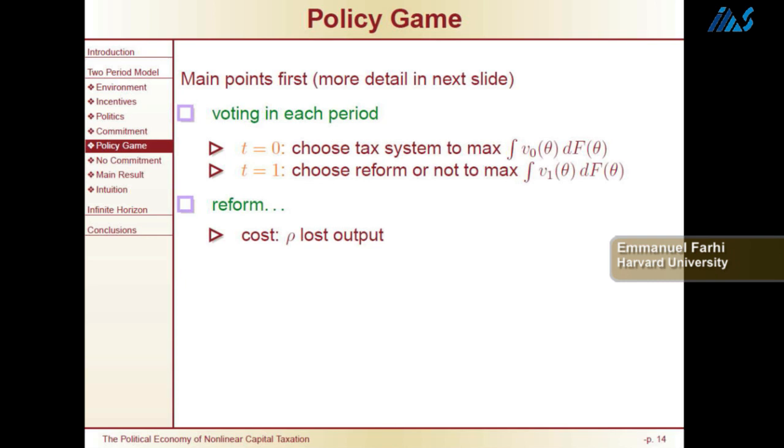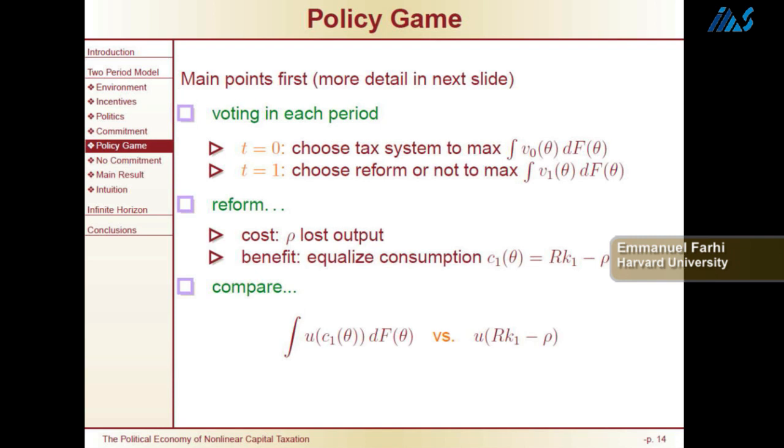So I want to introduce a constitution, and the way I'm going to model the constitution is as follows. Yes, you can reform the tax system that was voted in the first period, but it's costly. Maybe it's the cost of changing the constitution, or maybe because you cause some kind of social unrest when you change the rules, or I don't know exactly what it is. The way I'm going to model it is an output cost that's going to be lost if you implement a reform.